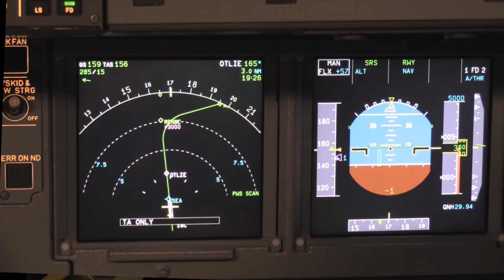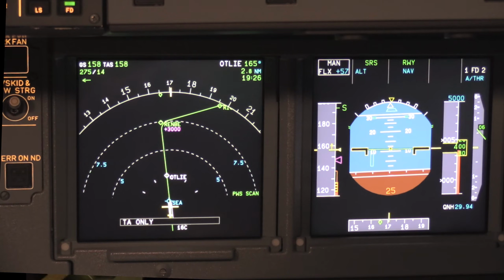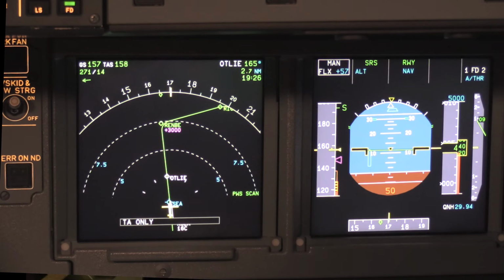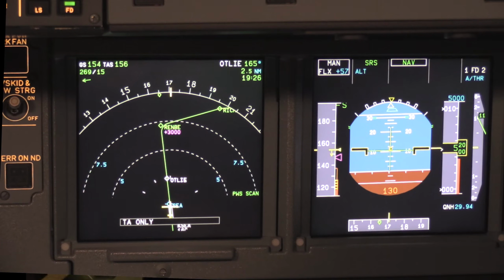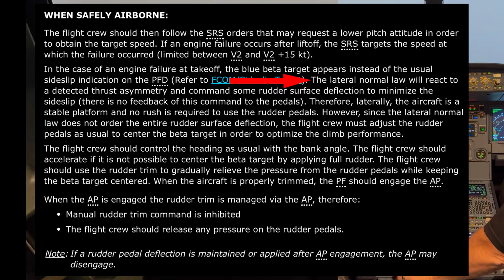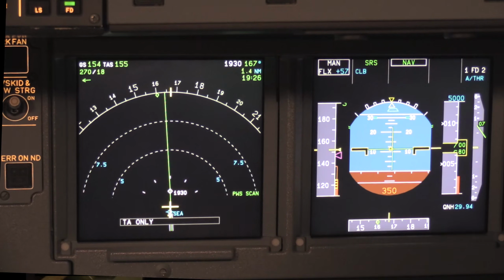Focus on maintaining SRS vertically, and with wings level, smoothly adjust the rudder with the rudder pedals to center the beta target. Notice the FCTM actually says lateral normal law, add some rudder surface deflection, therefore there is no rush on adding the additional rudder needed to center the beta target. This doesn't mean don't do it, it just means that you don't have to rush and should be smooth with the addition of rudder to center the beta target.